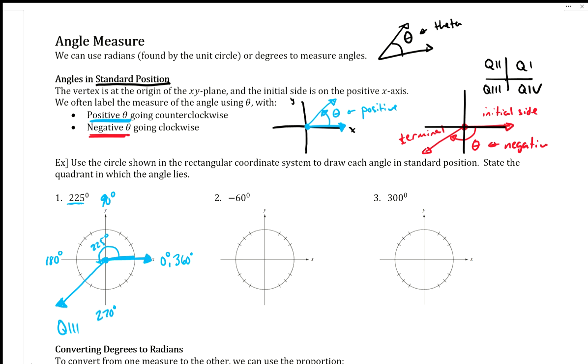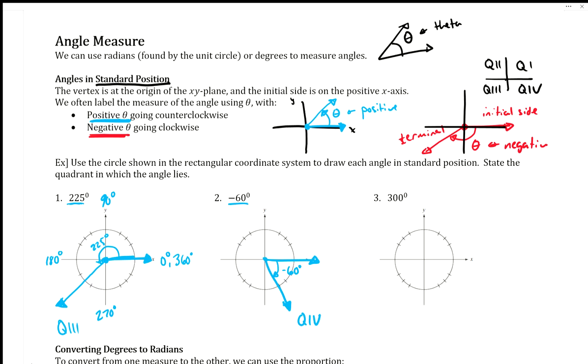So let's look at negative 60. So negative 60 degrees. Again, our initial side's always toward the positive x-axis. Negative 60. So the negative is just telling you go clockwise. Okay, so clockwise 60 degrees is probably about here. So that right there is the negative 60 degrees. And then we see that we're in quadrant 4.